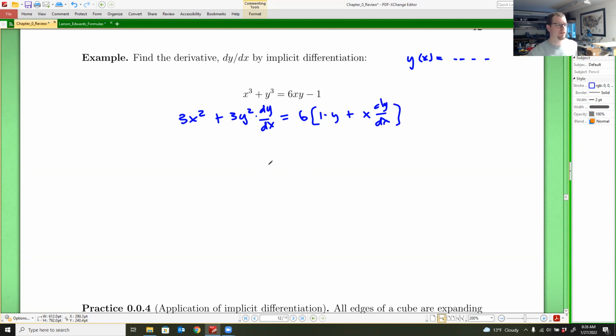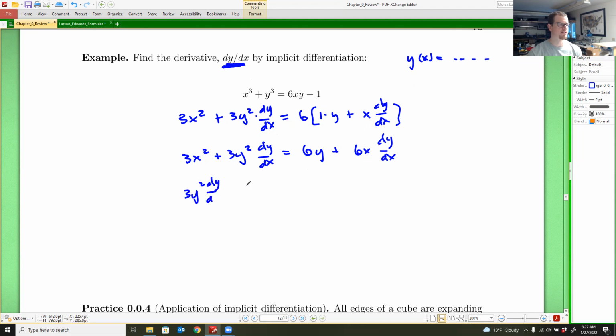At this point, we can begin to simplify things a little bit. So let's call this 3x squared plus 3y squared dy/dx, not really anything to do there, is equal to 6y plus 6x dy/dx. How exactly you simplify things is up to you. That's absolutely fine. But if I want to find dy/dx, I've got to get dy/dx on one side and everything else on the other. So I'm going to subtract 3x squared from both sides and subtract 6x dy/dx from both sides. That gives me 3y squared dy/dx minus 6x dy/dx is equal to 6y minus 3x squared.